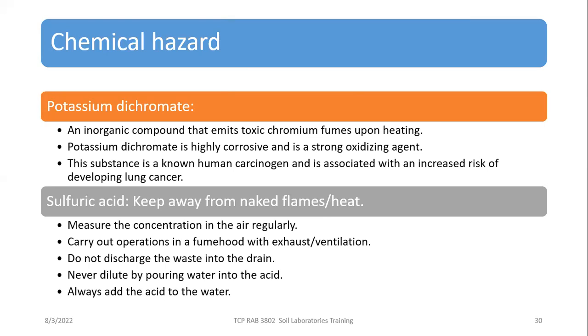Sulfuric acid is known and must be kept away from naked flames and heat. Therefore, it is very important to measure the concentration in air regularly, and to carry out the operation in a fume hood with exhaust and ventilation, and not discharge the waste into the drain, and never dilute by pouring water into the acid. This is mentioned many times: you have to pour acid into water, not the reverse.